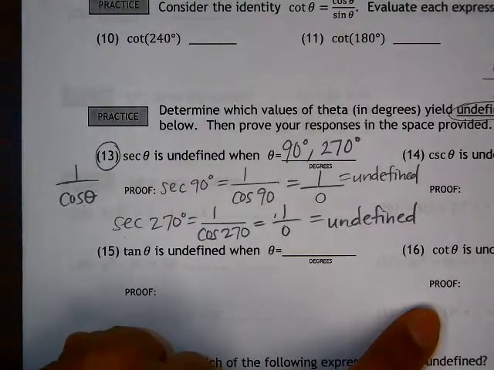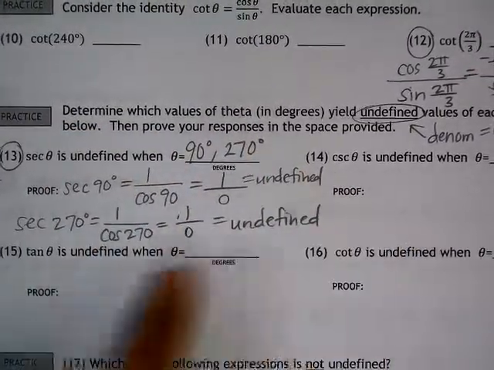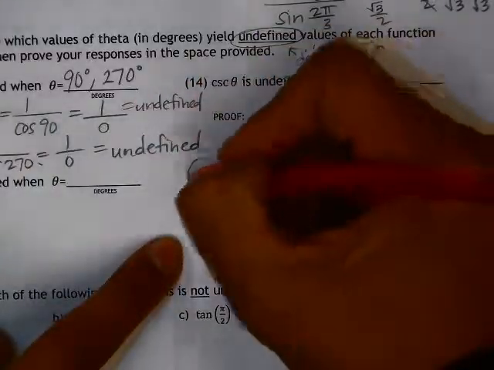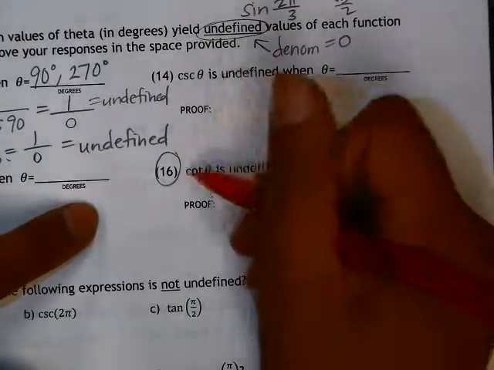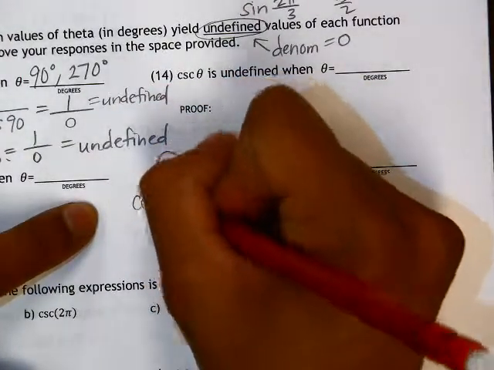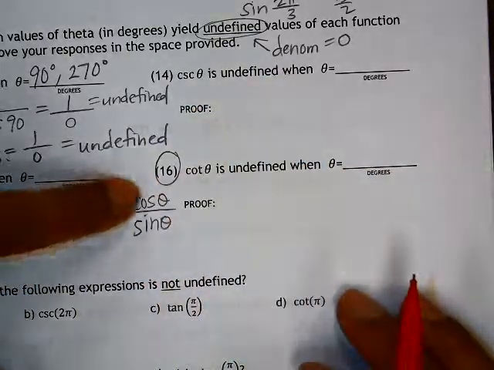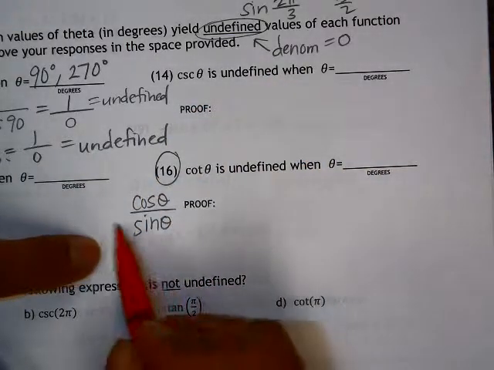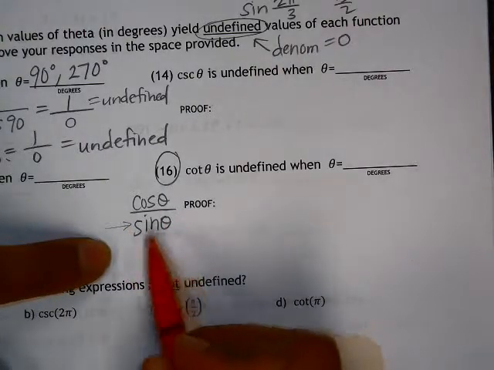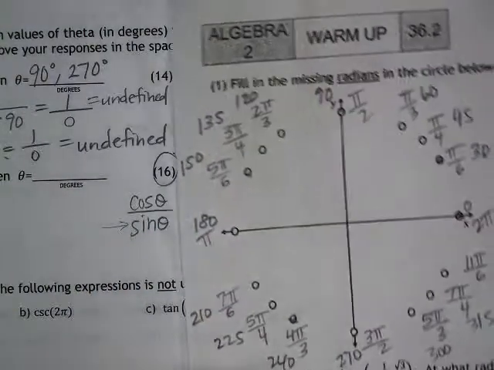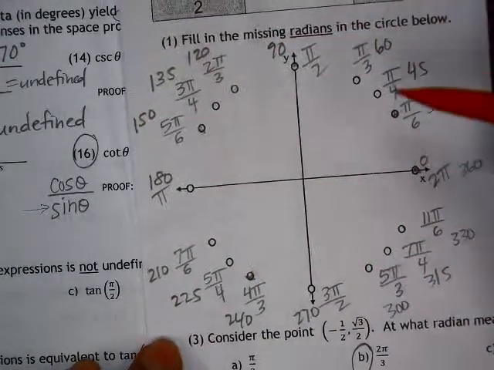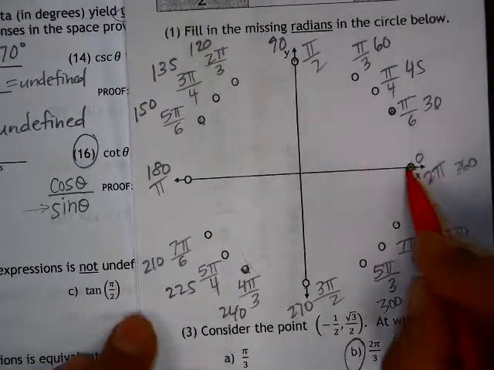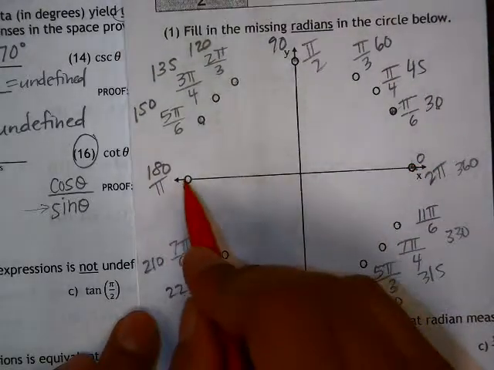Let's also look at number 16. All of these have the same directions, but each is a different identity. So in number 16, we're trying to determine at which degrees of theta the cotangent would be undefined. Cotangent, we know, is cosine divided by sine. So in order for this to be undefined, we would want the denominator, or sine of theta, to be equal to 0. So again, if you look at the unit circle, sine would be 0 at 0 degrees, or also at 180 degrees.